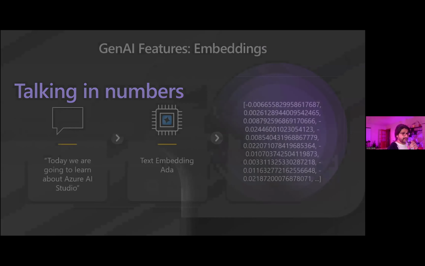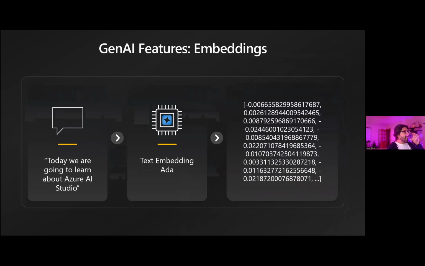Then, talking in numbers. Basically, the idea here is that everything we use as natural language gets translated into embeddings. So generating embeddings is a big part of the AI interaction. And the beautiful thing is that with something like Semantic Kernel, we don't have to worry about that. It will happen for you. It's a kind of high-level abstraction.